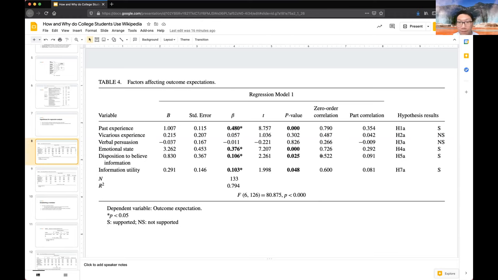And then for this one, they find that, as you can see here, past experience and emotional states are the two strongest predictors for the outcome expectation. And disposition to information and information utility are also related.